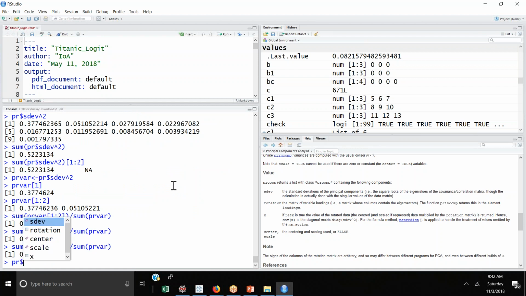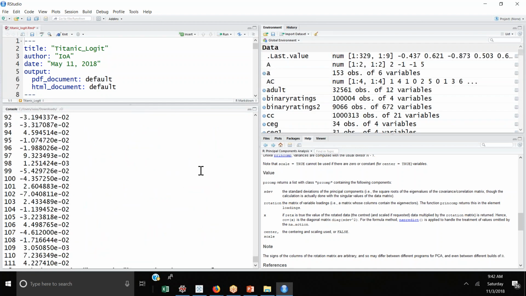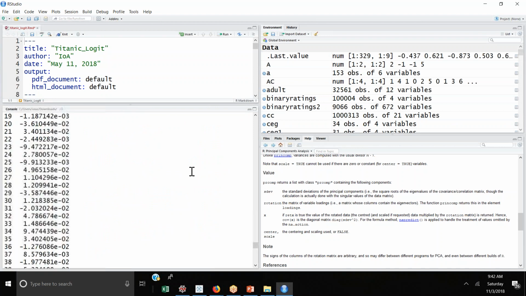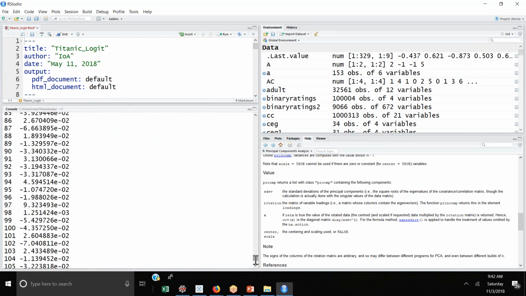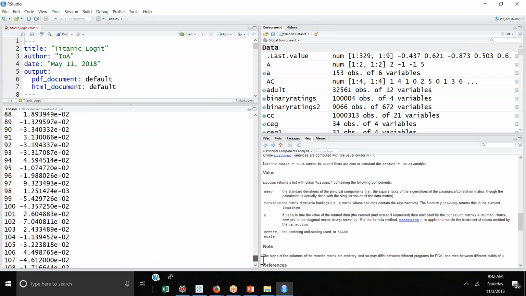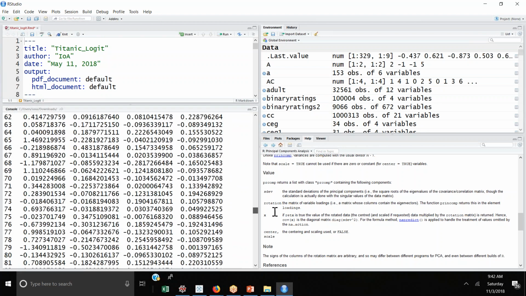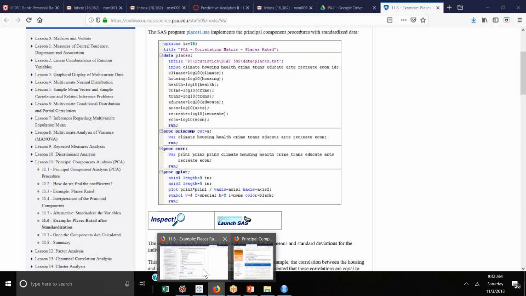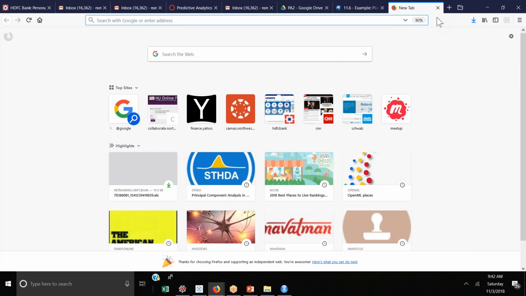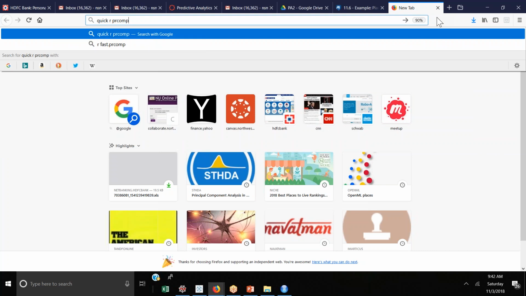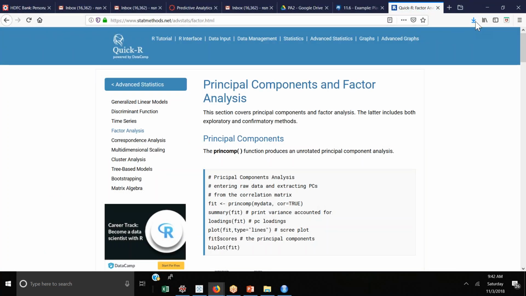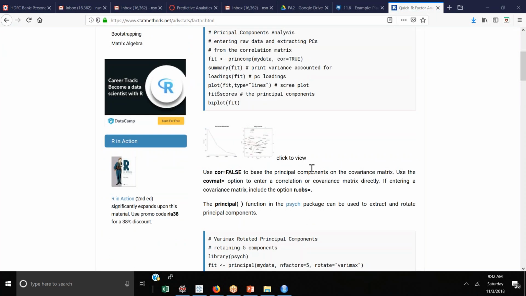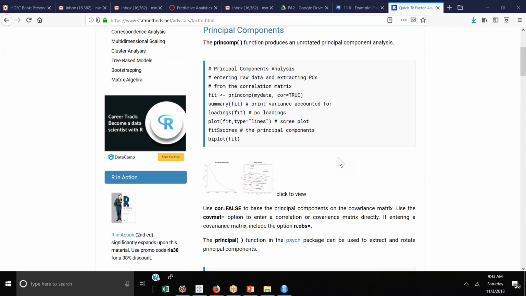PR dollar x. You see, this x is the data. X is the data, okay? Because it is going beyond 100, we don't want that. In this case x is the data. Okay, so we want to find out. Let me see, how is it coming along? You know what? I can do this. For some reason, loadings, fit, plot, lines, fit.